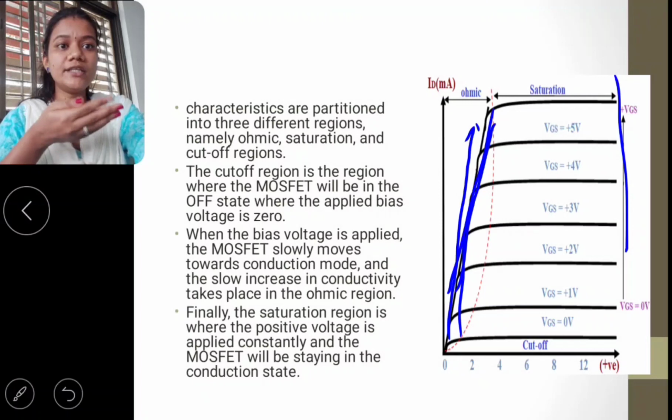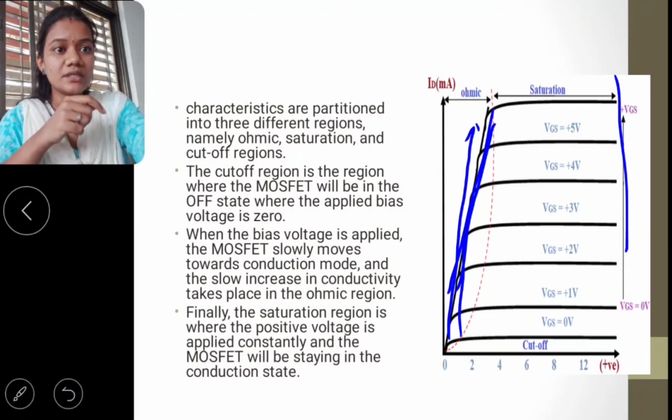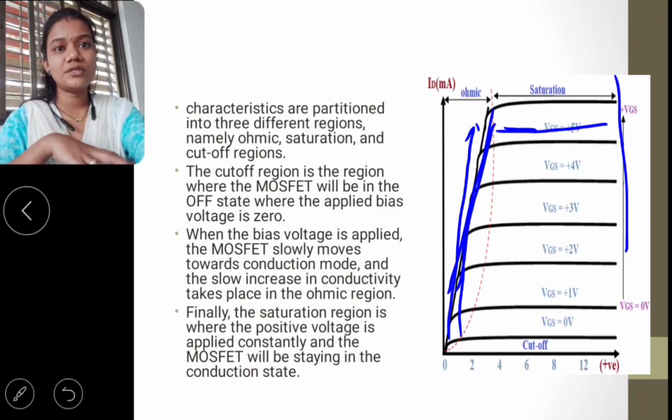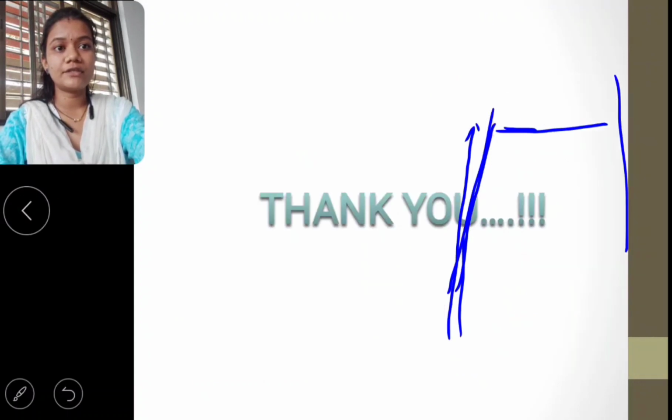And finally, in the saturation region, at a constant positive applied voltage, the MOSFET stays in a conducting state. This state we call the saturation region. So this is all about the working of the MOSFET in depletion and enhancement modes. Here we complete the junction field effect transistor and the metal oxide field effect transistor.